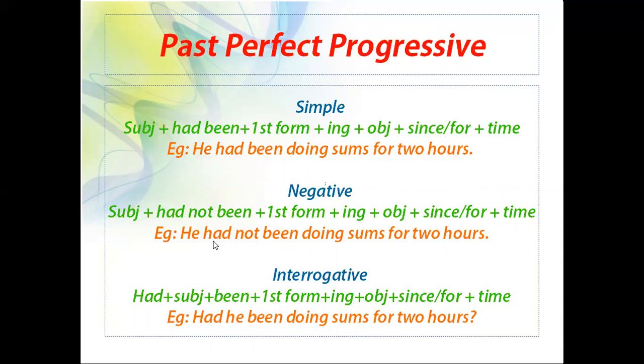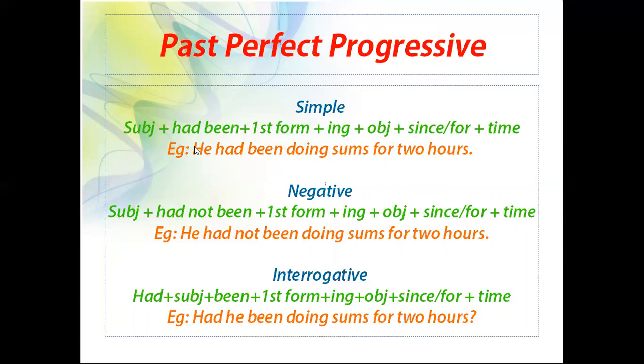So in negative, you should just add not. He had not been doing sums for 2 hours. In interrogative, you should add: had he been doing sums for 2 hours? So here the subject is he, and then been. You should add been. After been, you should add first form. What is that? Do. After first form, you should add the ing form. Then what is the object here? Sums. Then since or for, then plus time. What's the time? 2 hours. So this is the structure of past perfect progressive.